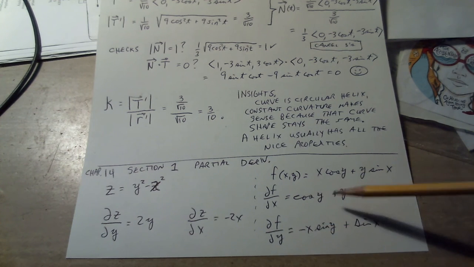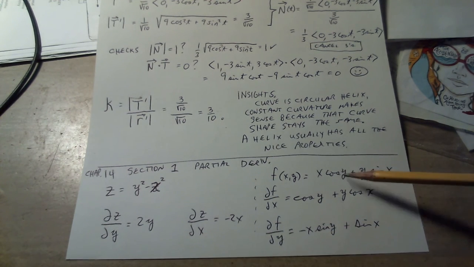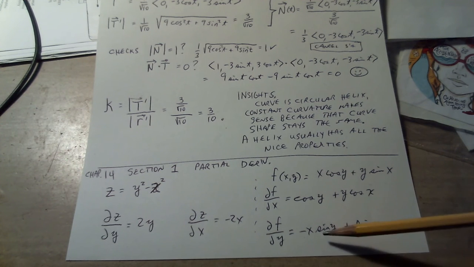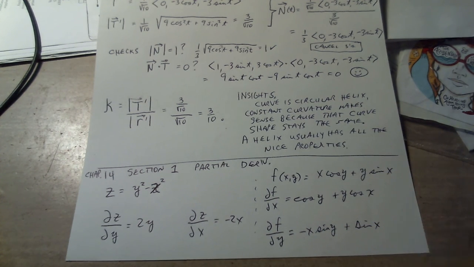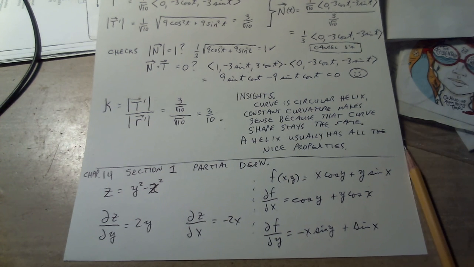Derivative of f with respect to y. Now y is the variable. So the derivative is going to have a minus sign. X is just the number in front. So that's negative x sine y. And the derivative of y is 1, so it's 1 sine x. And that's what we did today.